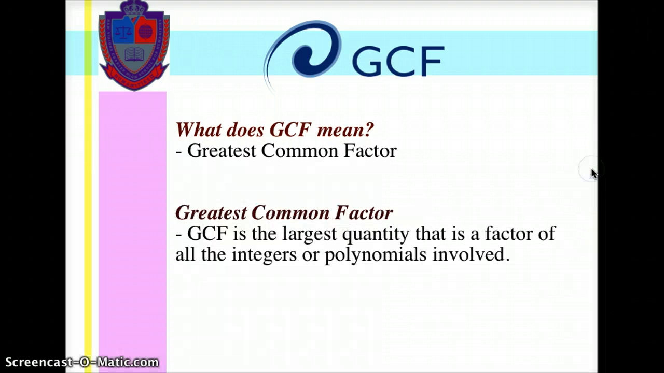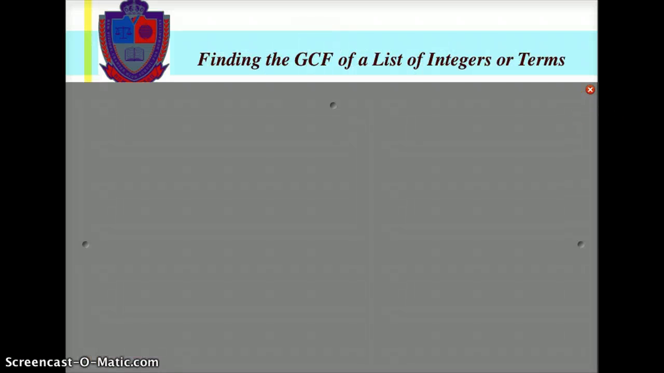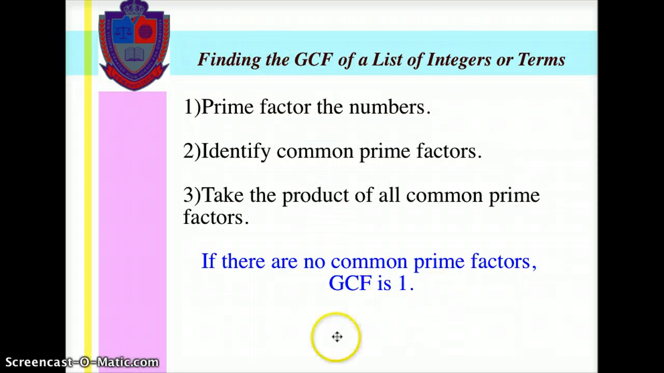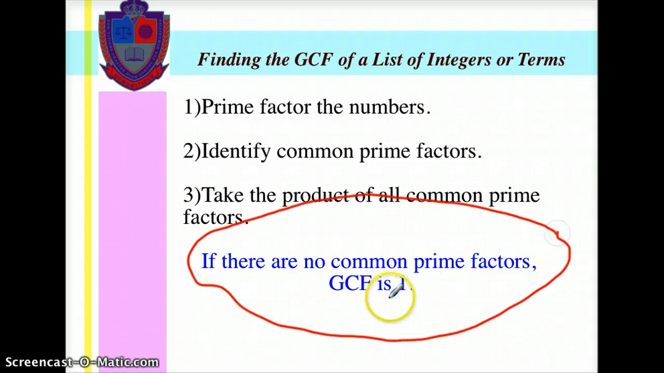And by definition, the greatest common factor is the largest quantity that is a factor of all the integers or polynomials involved. So, when finding the GCF of a list of integers or whole numbers or terms, these are the three steps that we need to do. First, we need to find the prime factors of the number, identify what they have in common, and take the product of all common prime factors. One thing to pay extra attention to is if they have nothing in common, then that means the GCF is 1. Okay, super important.